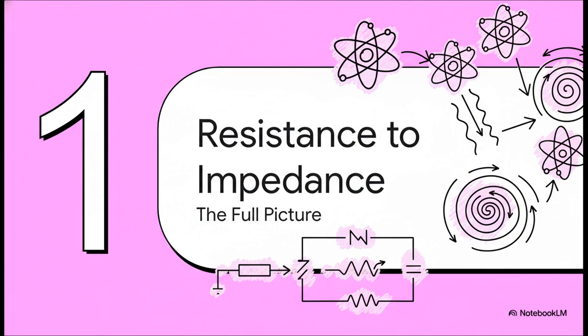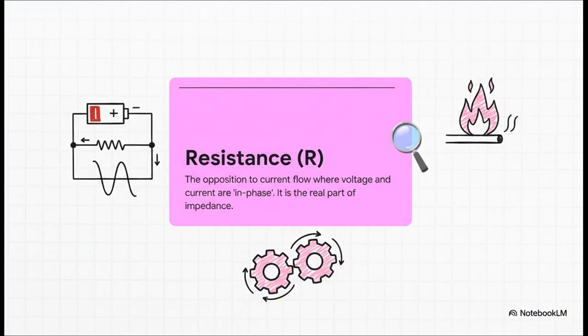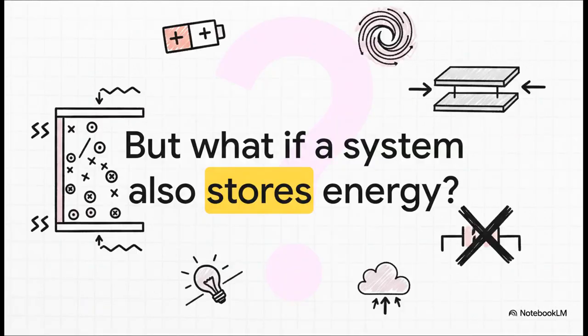We need a concept that's more comprehensive, something that captures the full picture of all the action happening at, say, an electrode surface. Think about classic resistance, what we call the real part. It's super straightforward. It's just an immediate opposition, and it turns electrical energy into heat, like friction. The key thing is that the current and voltage are perfectly in sync. They're in phase.